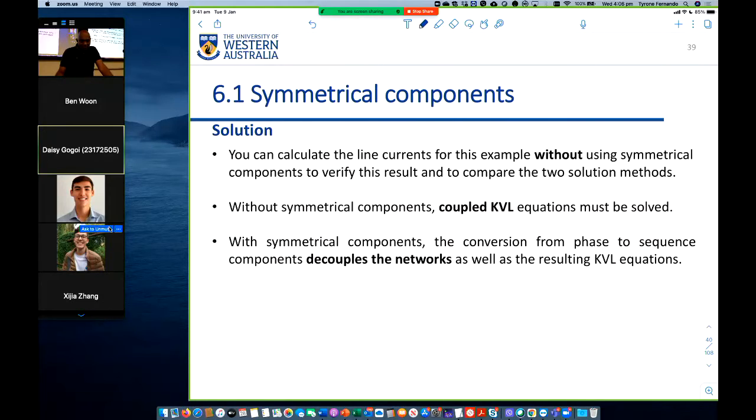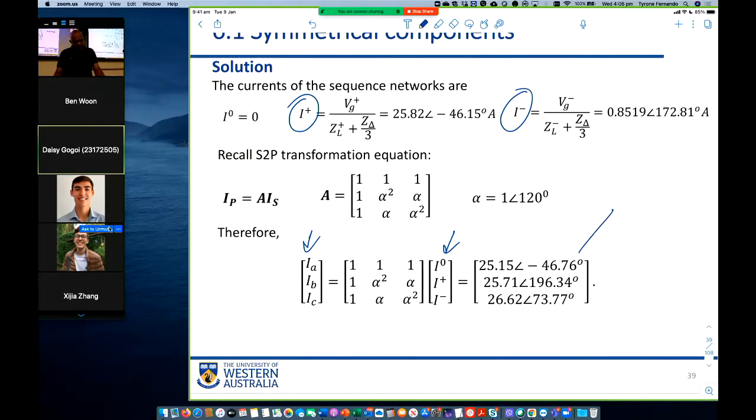Okay? With symmetrical components, the conversion from phase to sequence components decouples the circuit as well as the resulting KVL equation. Instead of analyzing one circuit, you analyze three different circuits. But it will be interesting to see if you can actually get the same answer without decoupling the circuit into three sequence circuits, by using KVL. Just analyze the circuit to see if you get the same answer.